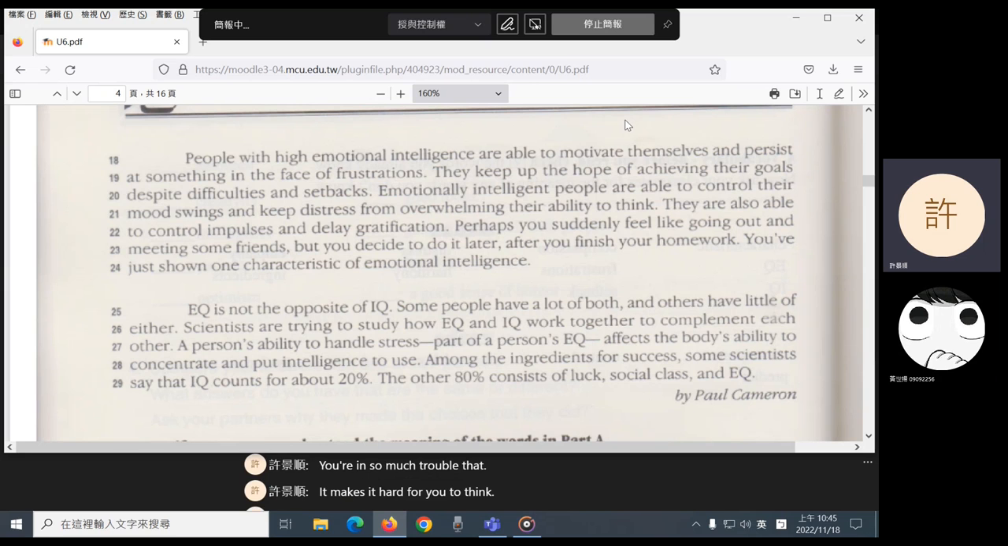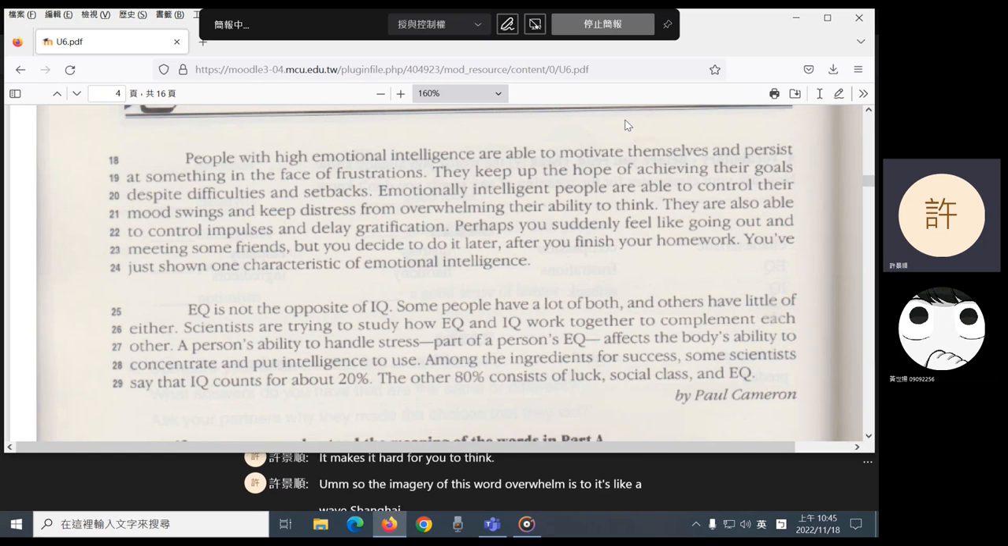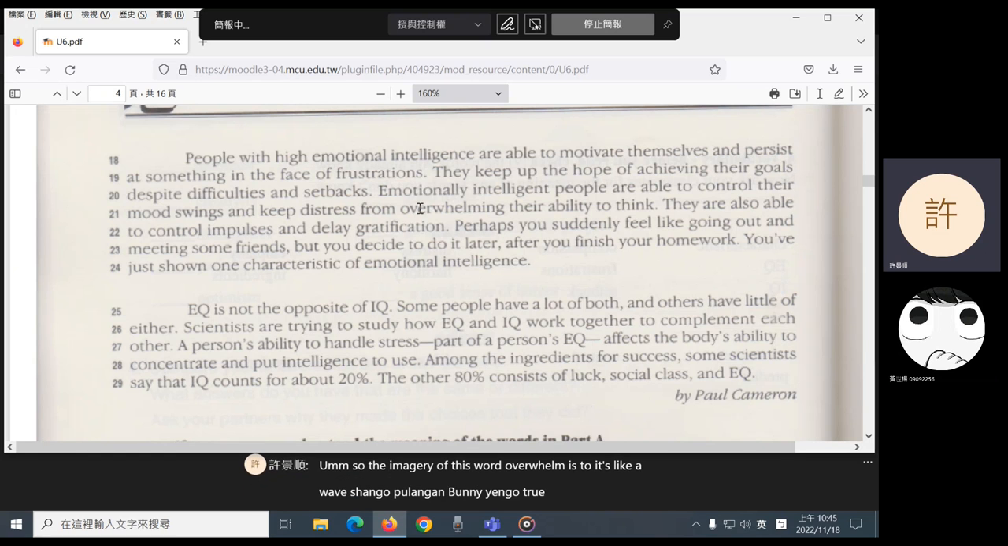So the imagery of this word overwhelm is like a wave, 像个波浪一样把你淹过去. It's too powerful. The situation is too powerful. The emotions are too powerful. And you don't know how to deal with it.